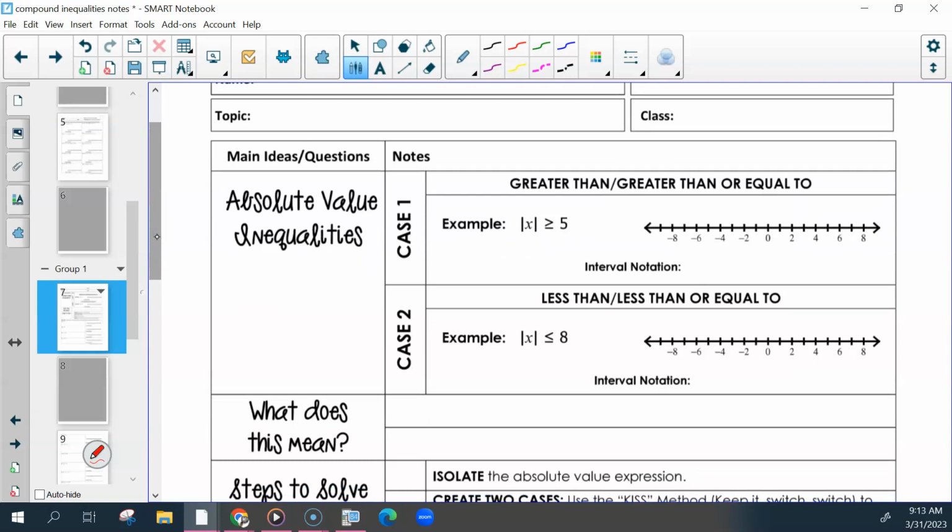you are going to graph what you have. So x is greater than or equal to 5, but you're also going to have the opposite. X is less than or equal to, you're going to change it and change your sign. So at 5, greater than or equal to, going to the right. At -5, closed, going to the left.